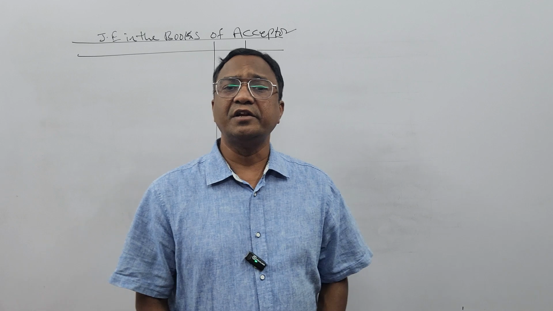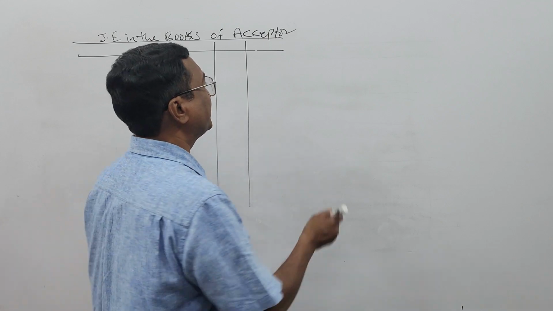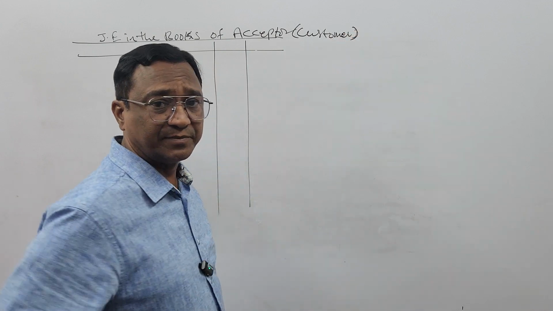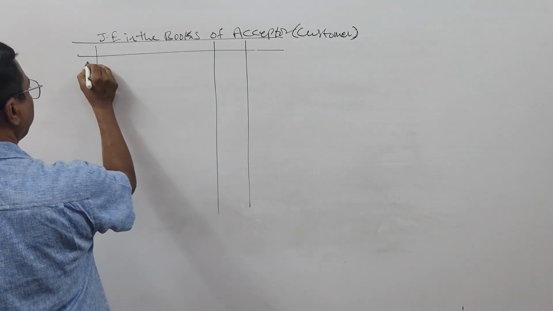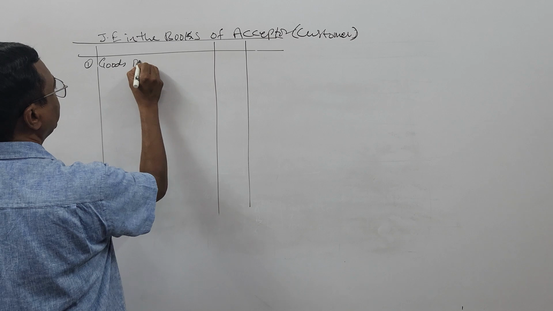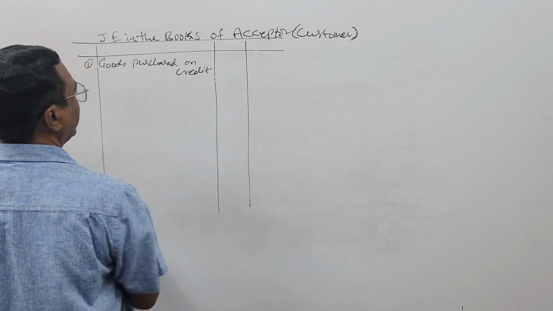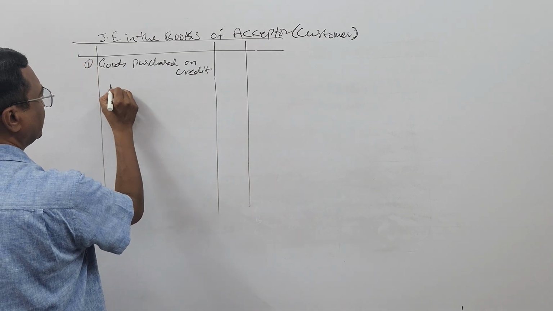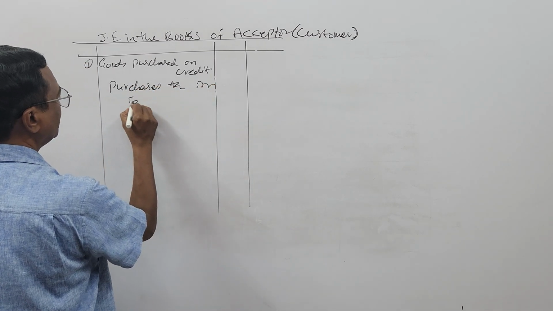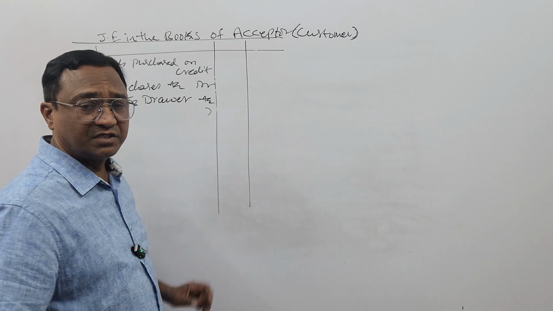Now we will learn journal entries in the books of acceptor. Coming to the acceptor, what are the transactions? Acceptors are nothing but the customers. So what transactions occur in the books of acceptor? First, he purchases goods on credit. So the entry will be, when you purchase goods, goods are coming in, so purchases account debit to drawer account. This is the first entry.